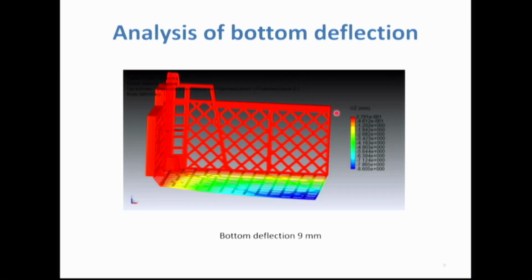So first of all, we start from the part redesign, because the part must be lighter. So in this case, we need to redesign the wall thickness, but we need to keep the stiffness of the part so that the bottom movement will not be so much. So we redesigned the part and we checked in the FEM analysis if the bottom deflection will be at the level that we expect.